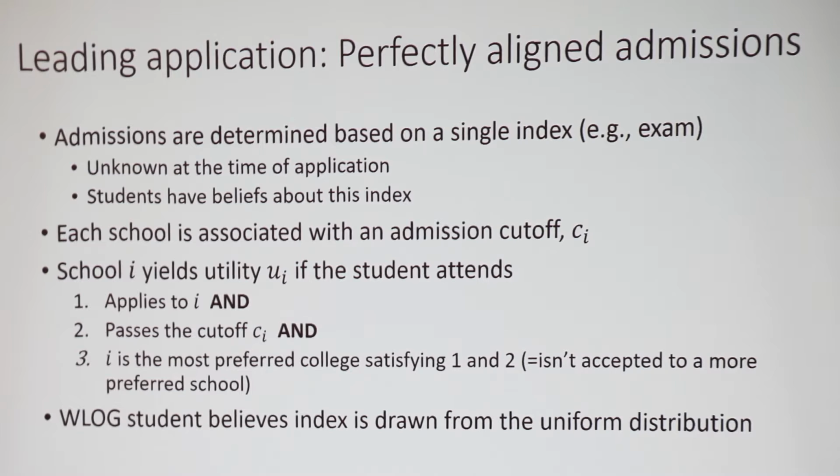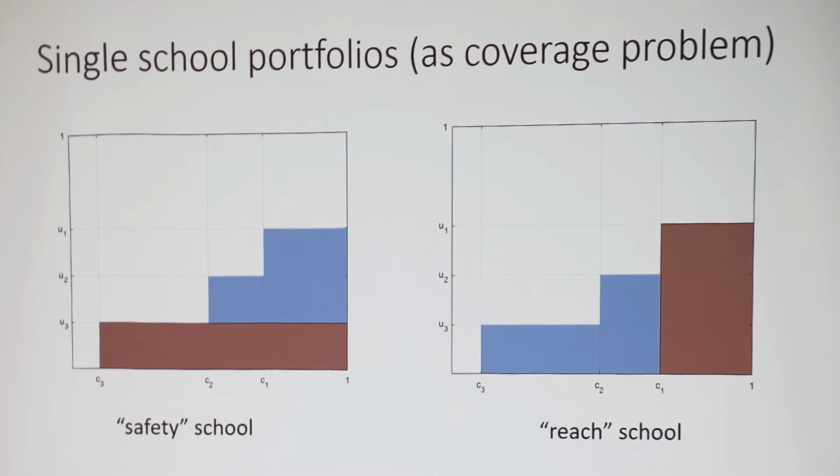And it's going to be the case that I get utility Ui from attending school i if I applied to school i, I passed the cutoff, so I got admitted to school i, and I didn't apply and get in to another school that I like more. Okay, so that's when I'm going to attend school i. Without loss of generality, I'm going to assume that my beliefs about my scores are distributed uniformly between 0 and 1. This allows me the following perspective on the problem.